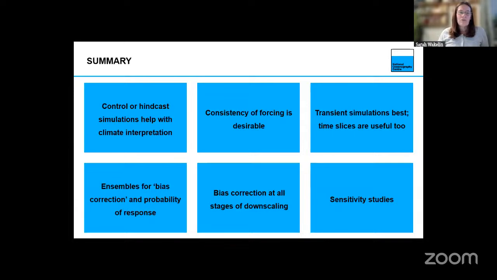And I guess the final points about sensitivity studies. At the end of the day, we can't predict the future. We can only sort of say how the ocean responds to what we're putting into it, which is in the nature of a sensitivity study. So that was all I wanted to say.